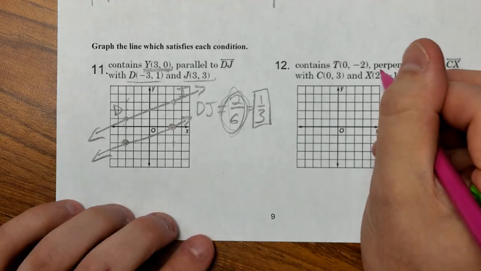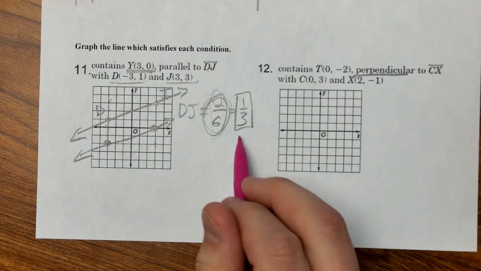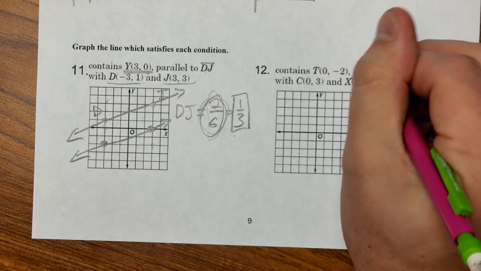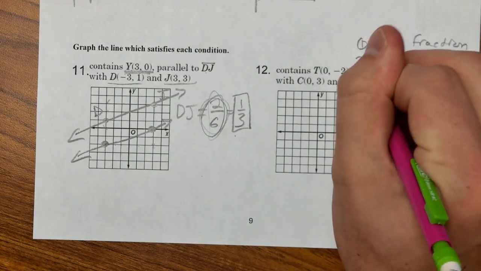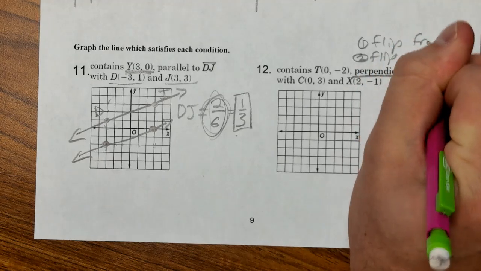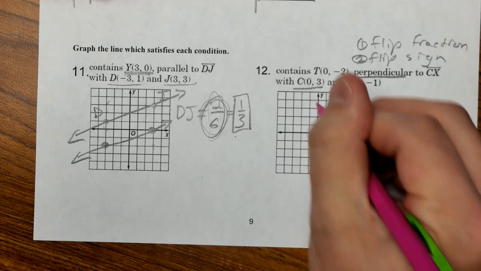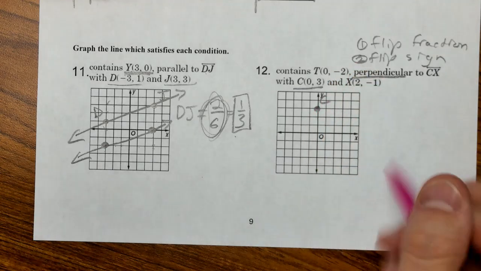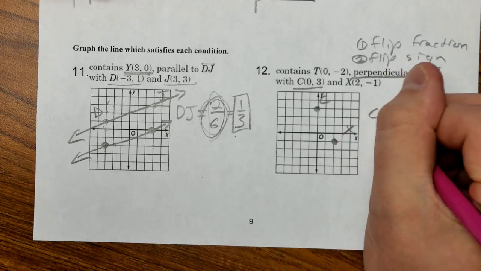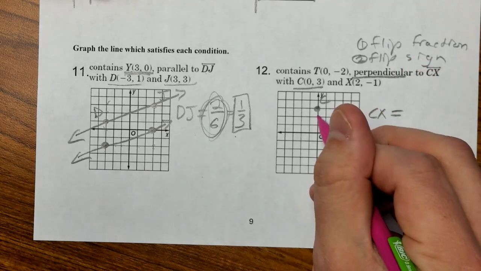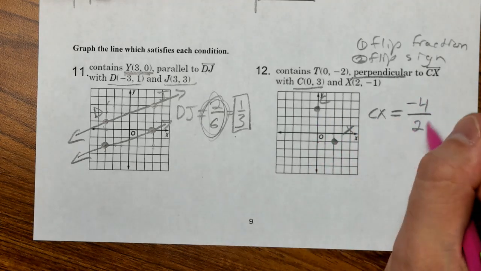Right, if I want to find it perpendicular, we can do the same thought process we just did, except what are the things I need to do to my slope that I get? Well, I need to flip the fraction and I need to flip the sign. So I know I want to go ahead and plot C at 0, 3. I want to plot X at 2, -1. So let's see what my slope of CX is. 4 down, 2 to the right.